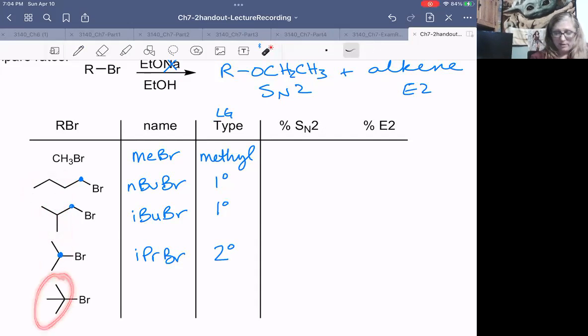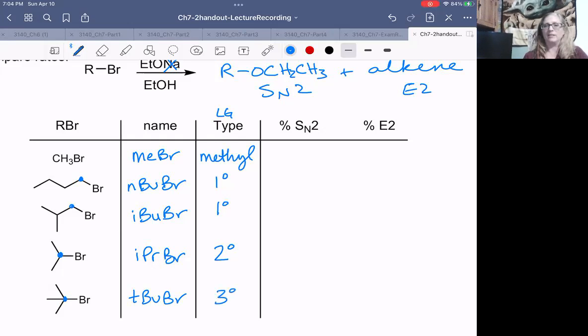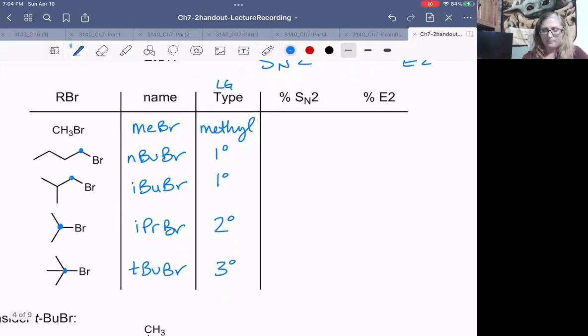4 carbons. Our carbon where the leaving group is has 3 methyl groups attached. That's called the tert-butyl group, tert-butyl bromide. And why is it called the tert-butyl group, the tertiary butyl group? Because the point of attachment is at a tertiary center. That's why it has that name.